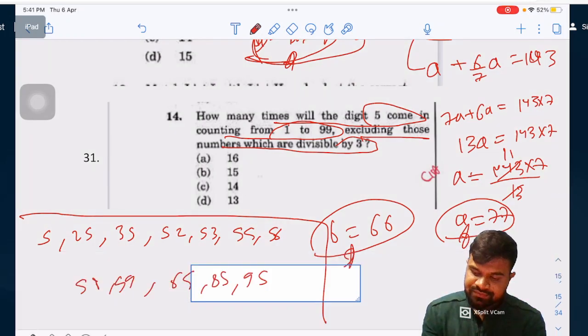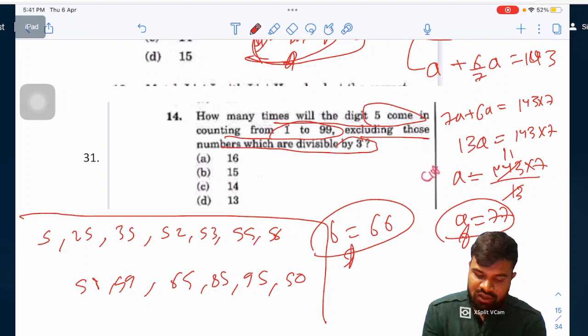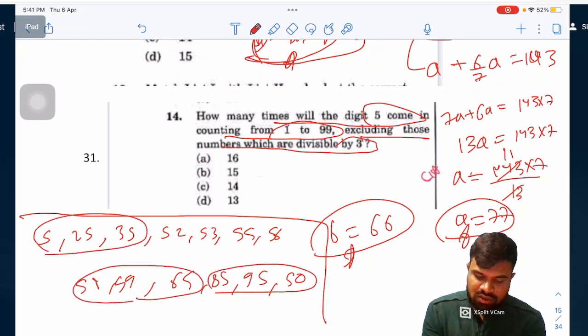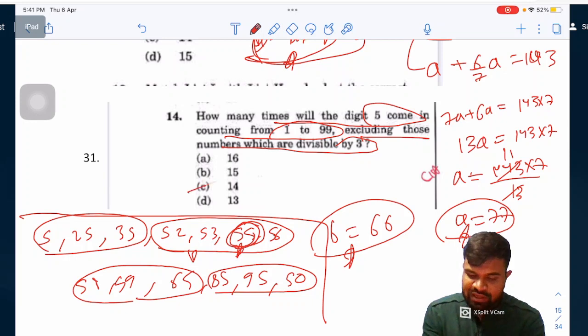And 50, 5050. I forgot this. So how many numbers are there? So 3 plus 3, 6. 6 plus 3, 9. 9 plus 4, 13. 13, and you know that in 555 there are two fives, so the answer will be 14.